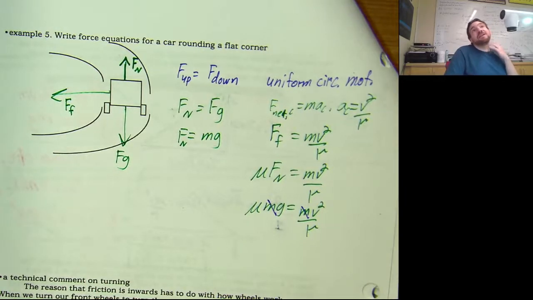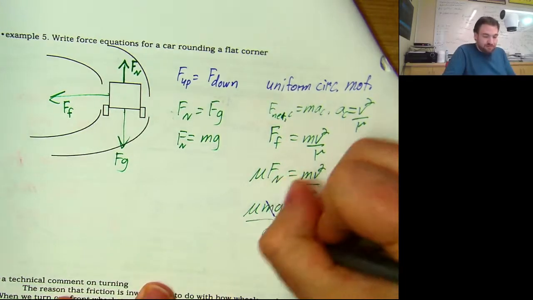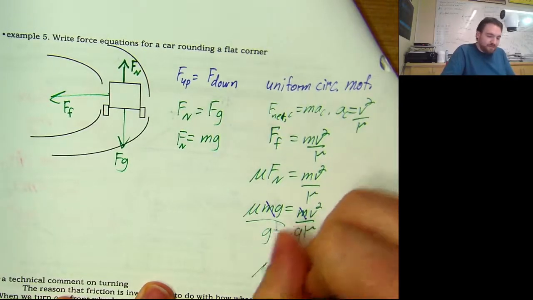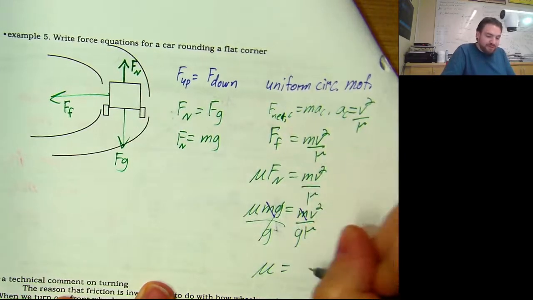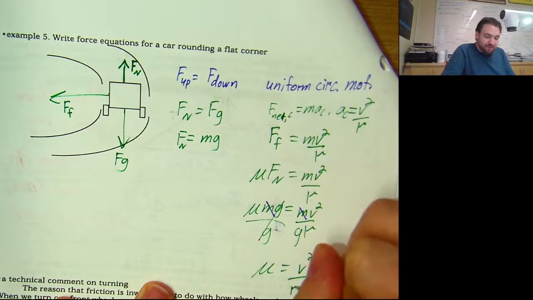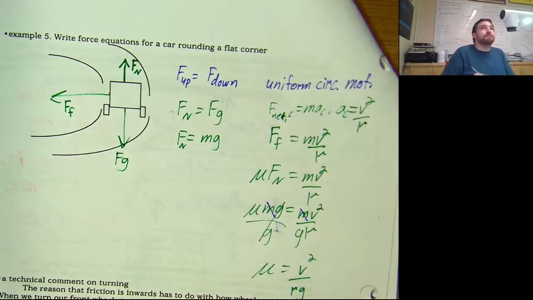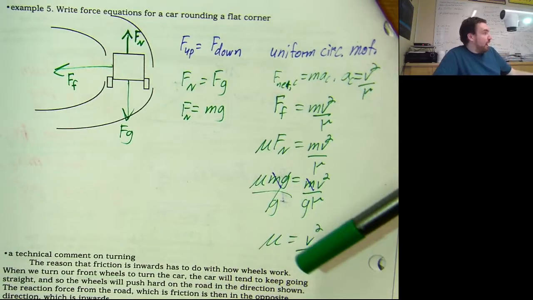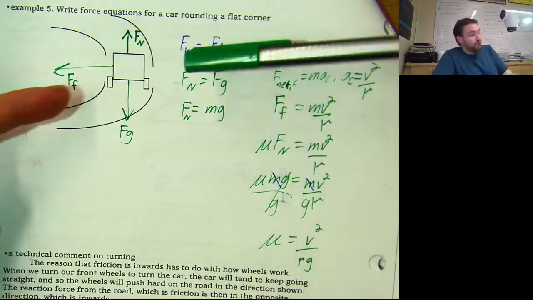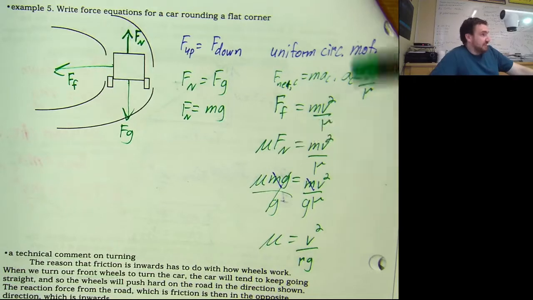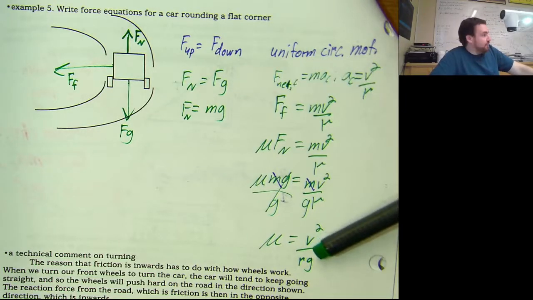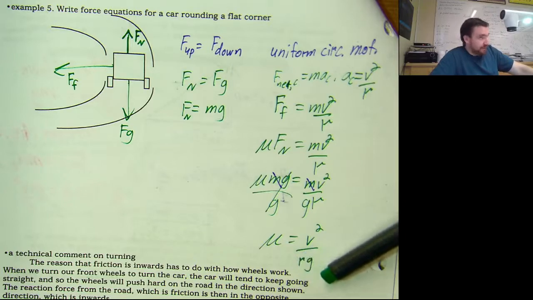And the interesting result here is we're going to divide both sides by g to isolate mu. So mu is going to equal v squared over rg. So the coefficient of friction required to make this corner has nothing to do with the mass of the car. It has everything to do with the speed at which the car is going, the radius of the circle, and the planet that you're on.